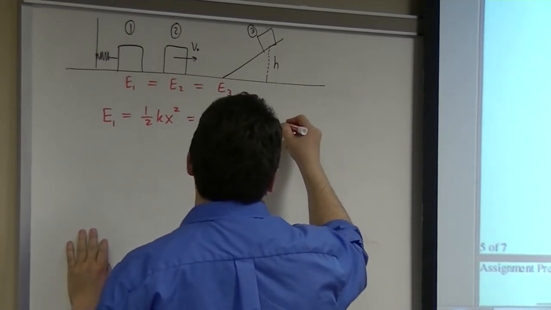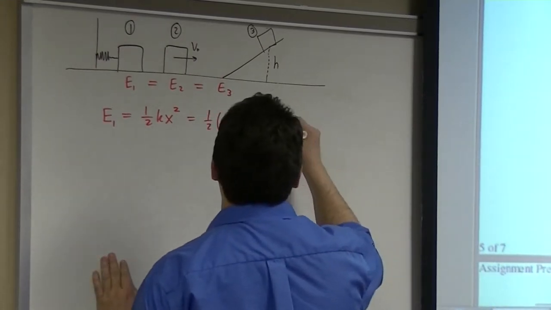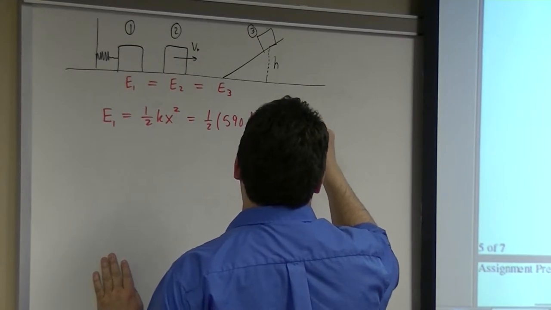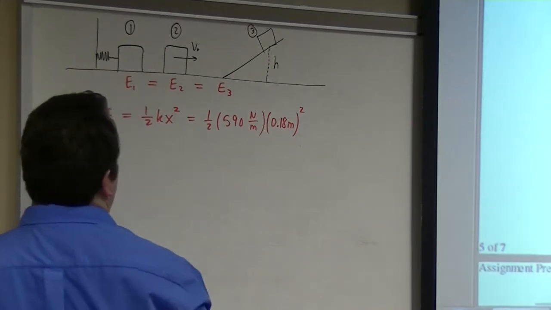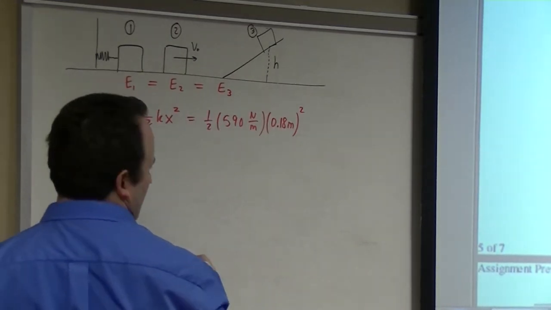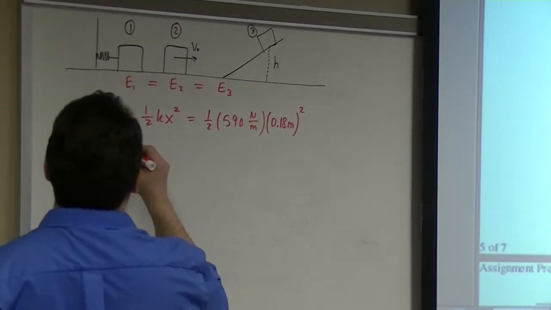And then my x was 0.18 meters. And then I square that, that gives me the energy. I'm going to resist the urge to calculate that because I can't. E2.